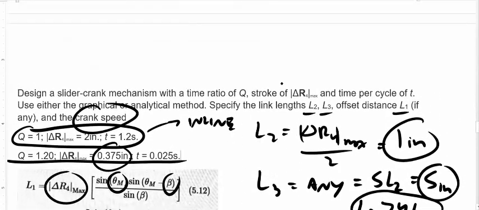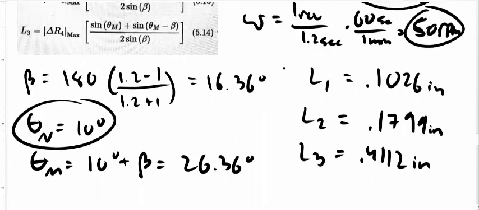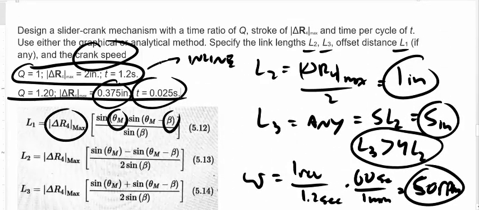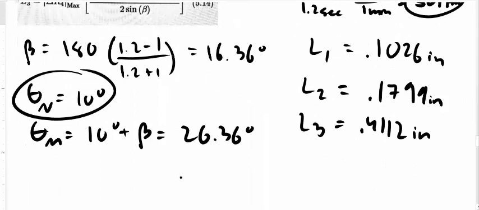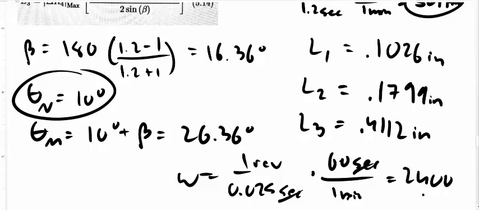Just go back to make sure we know what's being asked here. We have those distances, and let's go ahead and do a crank speed real quick. We know that time per cycle is 0.025. So that means omega is 1 revolution over 0.025 seconds. We just multiply that by 60 on top, 1 minute on the bottom. So we have omega being 60 divided by 0.025. We have 2400 RPM.